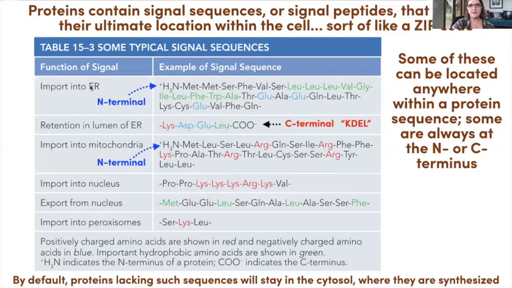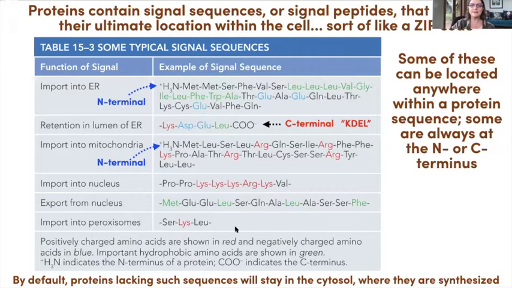So this import into endoplasmic reticulum signal is at the N-terminus of a protein. Similarly, mitochondrial import is an N-terminal signal. Retention of proteins in the lumen of the endoplasmic reticulum is this C-terminal sequence, KDEL. And then other signals like nuclear import and export can be present in different locations in the protein.